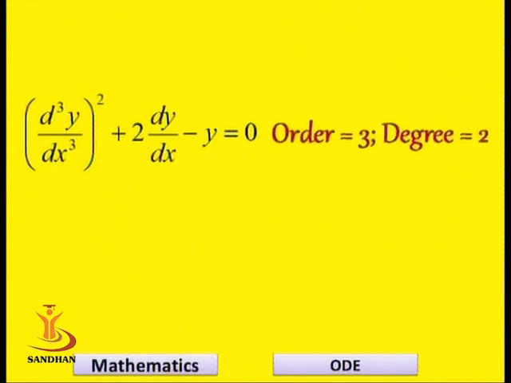So, this equation, d3y by dx cube whole square plus 2 dy by dx minus y equal to 0, is said to have order 3 but degree 2.